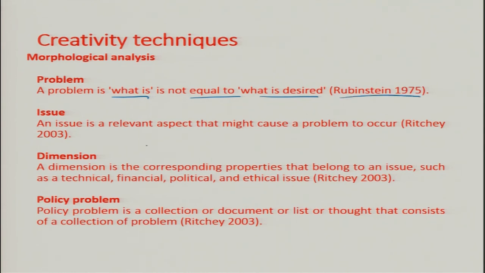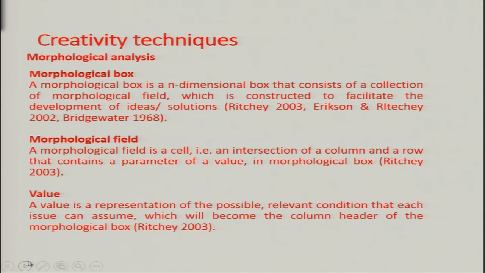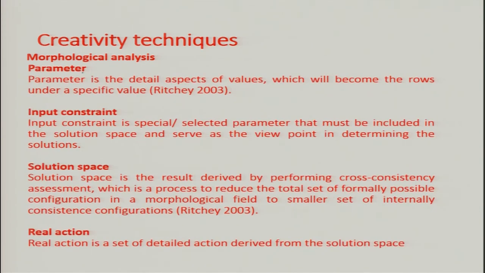This is all given by different researchers. I have just put it here, okay. Then dimension problem, the issue, the dimension, the policy problem, these all can be parameters in our morphological field. Then morphological box is important in which we work. Morphological field, I have defined the value of the product, the value is representation of possible or relevant conditions that each issue can assume. Then the parameters, different parameters, input constraints, solution space, you can read these notes. I am just having a quick look into these.